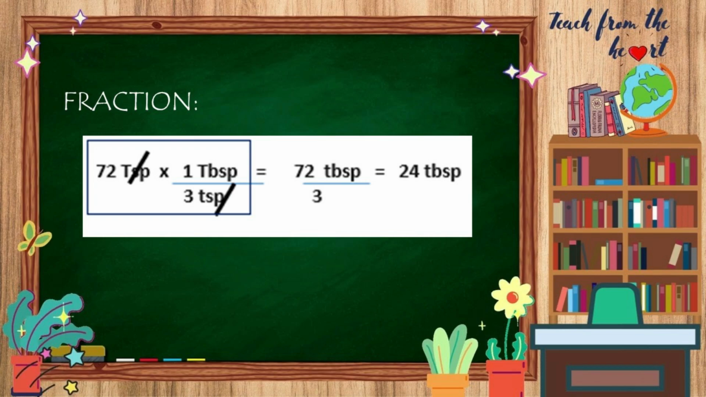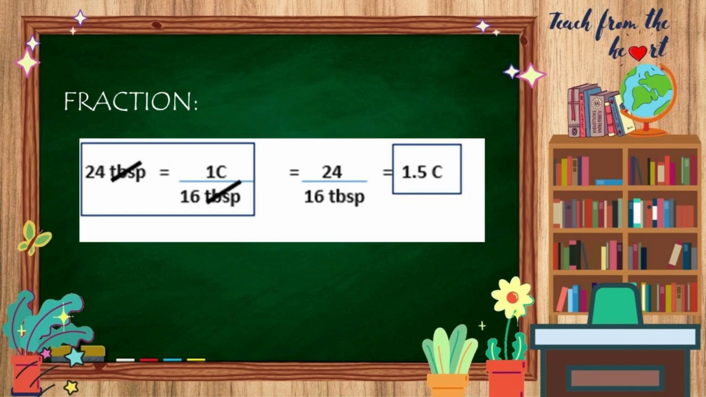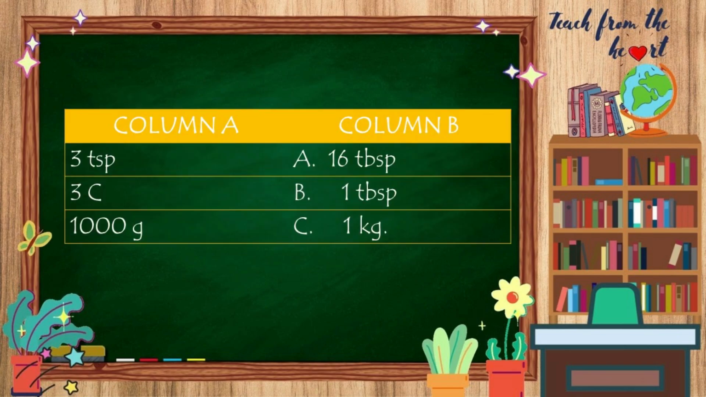Don't be confused. Always remember, in doing fractions, the denominator unit of measurement is always based on the given unit of measurement. So, what is your answer? Definitely correct. There are 1.5 cups in 72 teaspoons.